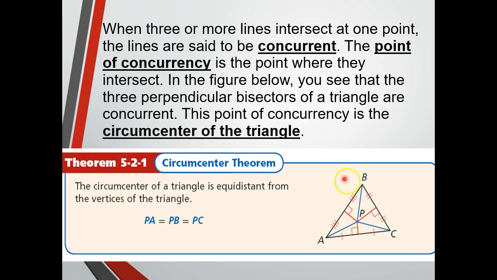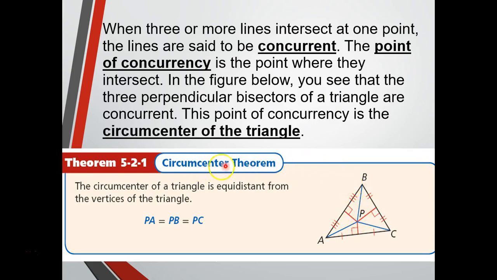Okay, so this figure right here, all of these segments that you see that are in red are the perpendicular bisectors of each side of the triangle. And they intersect at this point P. That is the point of concurrency because all three intersect at that one point. And this point of concurrency is called the circumcenter.